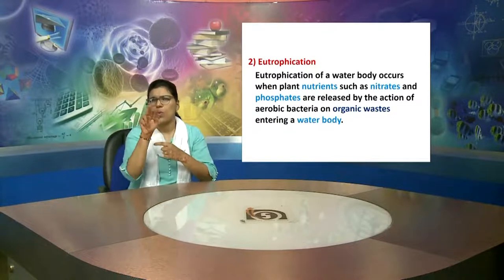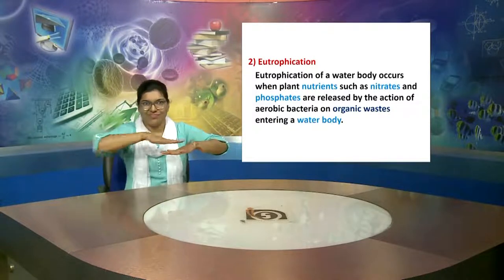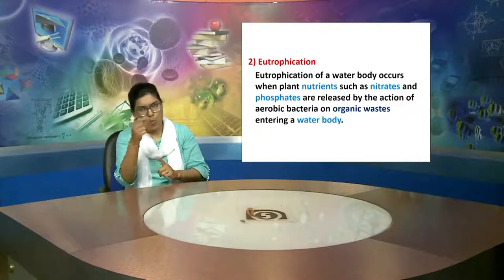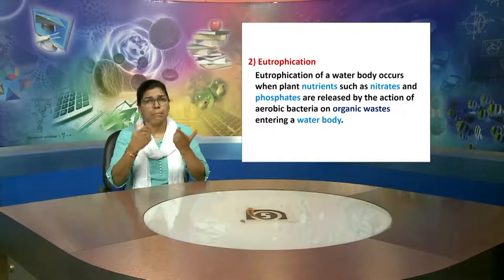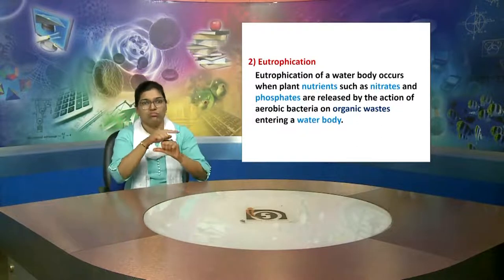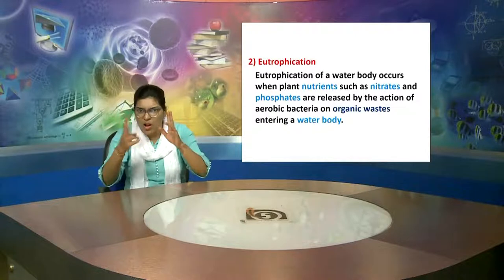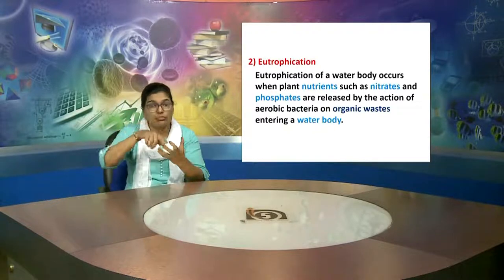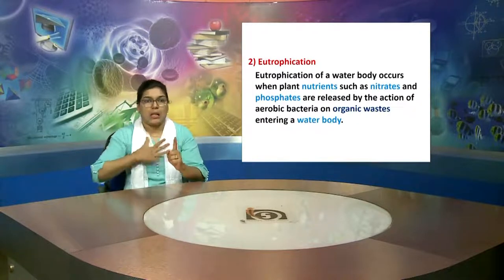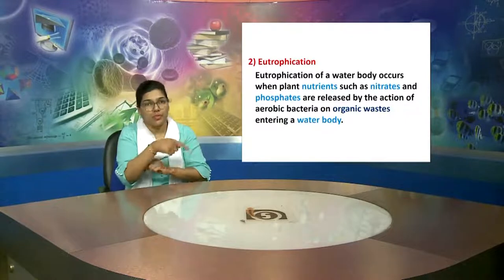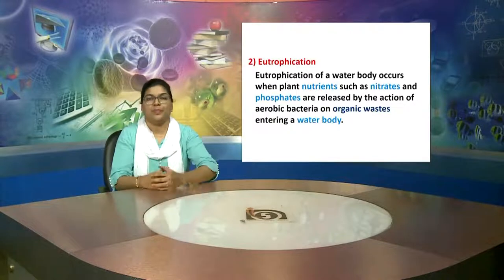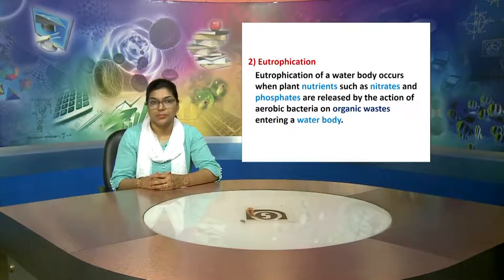Now this is another backlash. This is the eutrophication. Eutrophication of a water body occurs when plant nutrients such as nitrates and phosphates are released by the action of aerobic bacteria on organic wastes. When these organic wastes enter water bodies like a river or lake or land, then eutrophication occurs.